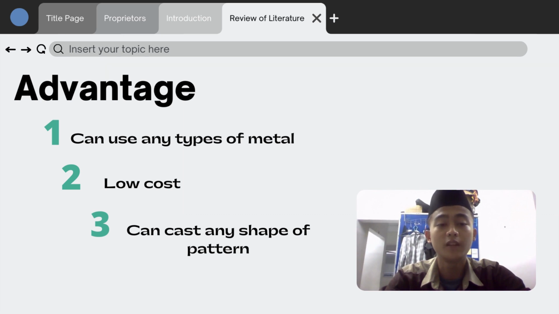Now, let's move to the advantages of performing sand casting. One of the advantages of performing sand casting is that this technique can be done using any type of metal that can be melted. The second one is that this technique is cost effective, known as low cost, because a faulty product may be melted down and reused. This technique is incredibly beneficial to anyone who utilizes it. And last but not least, it can cast any shape of pattern. This can benefit people because they can use this technique to cast any shape or design depending on their creativity to form the pattern.